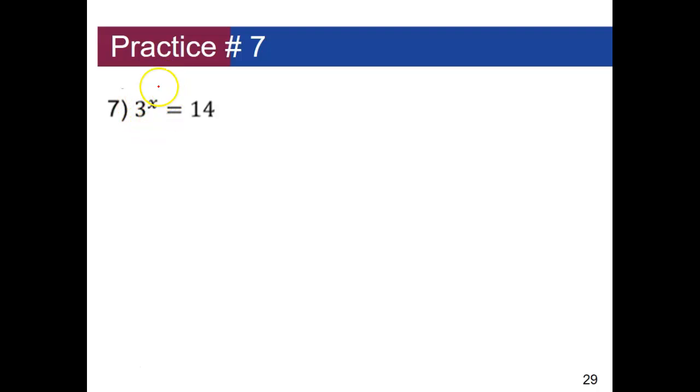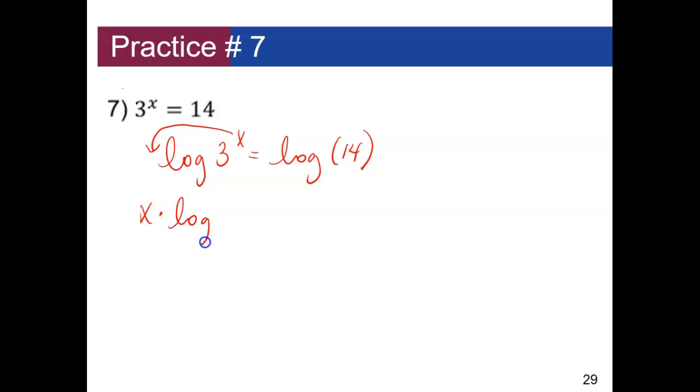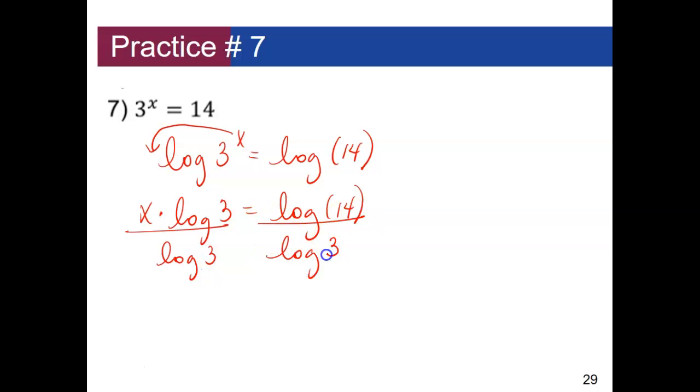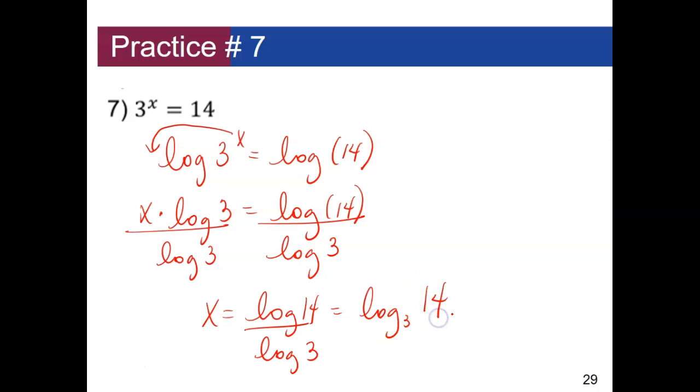Okay, on this one, we already have our exponential isolated, so very much like the one we just finished. We'll go ahead and take the log of both sides. I'm going to bring that x down in front. Divide by the log of 3. And so x is going to be the log of 14 divided by the log of 3, which is equivalent to the log base 3 of 14.